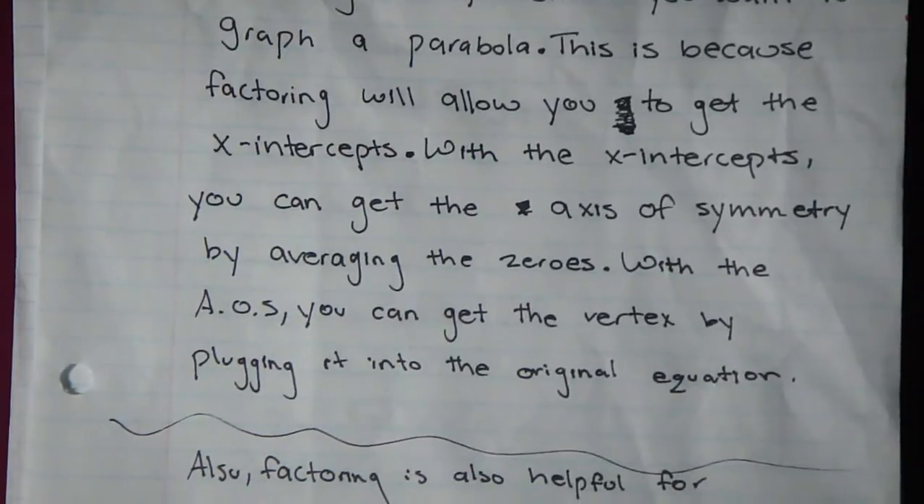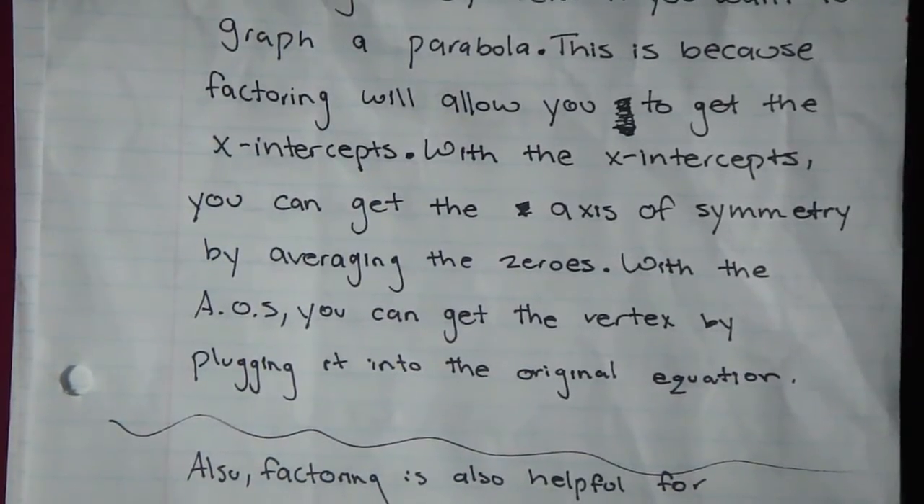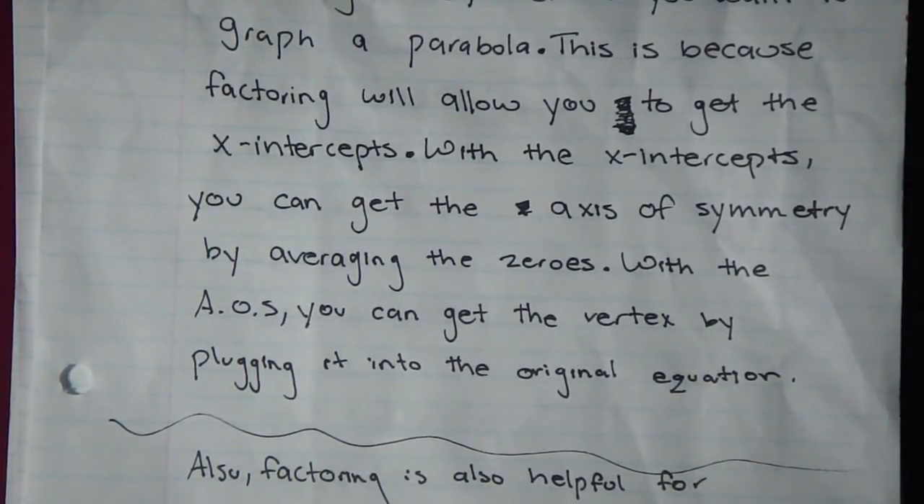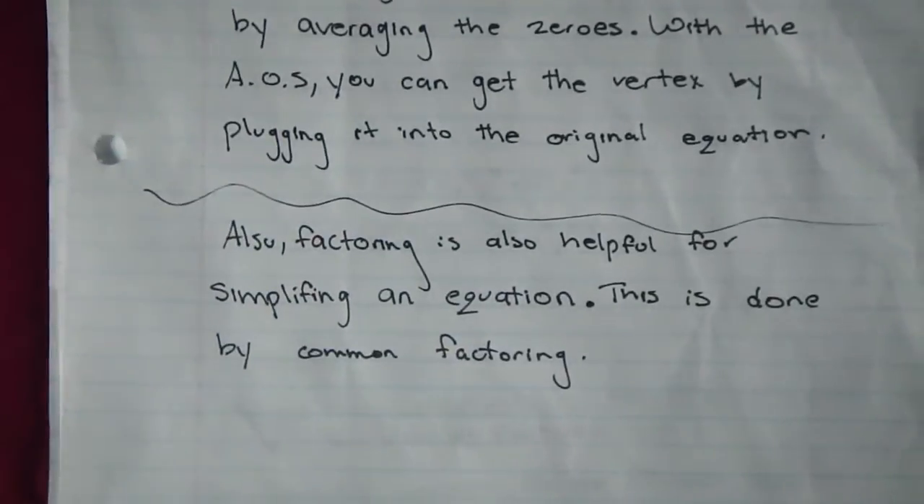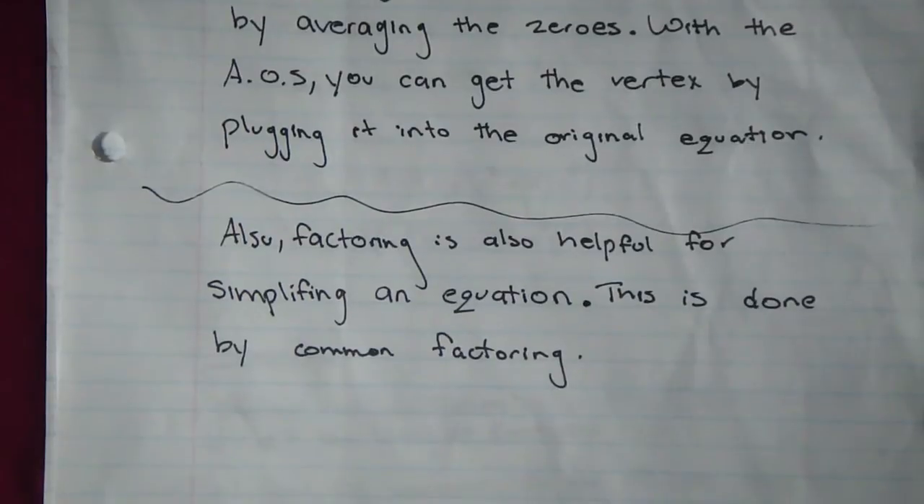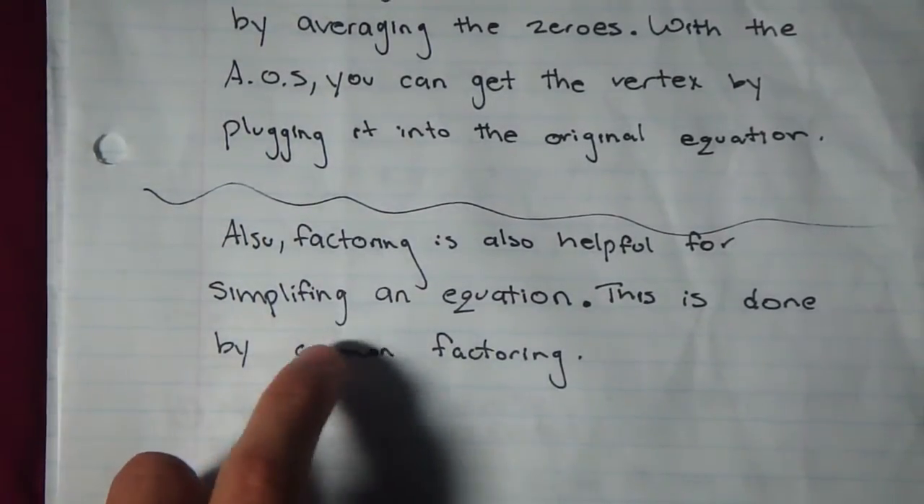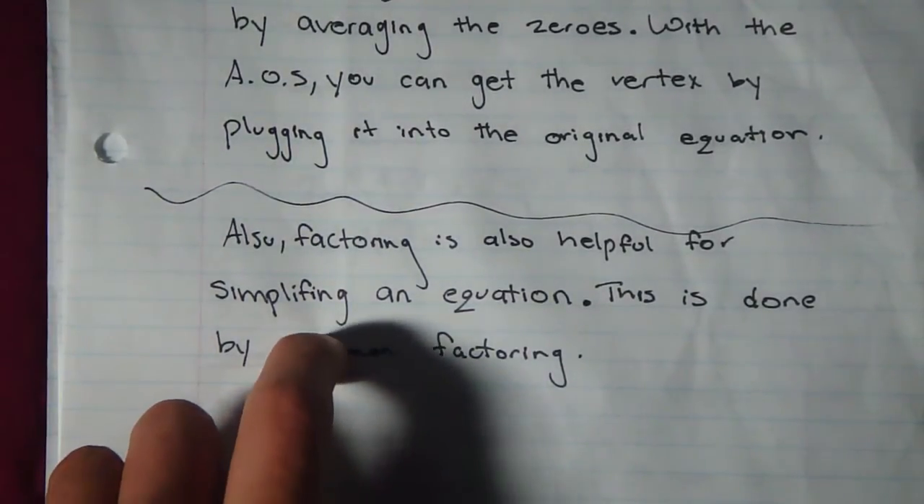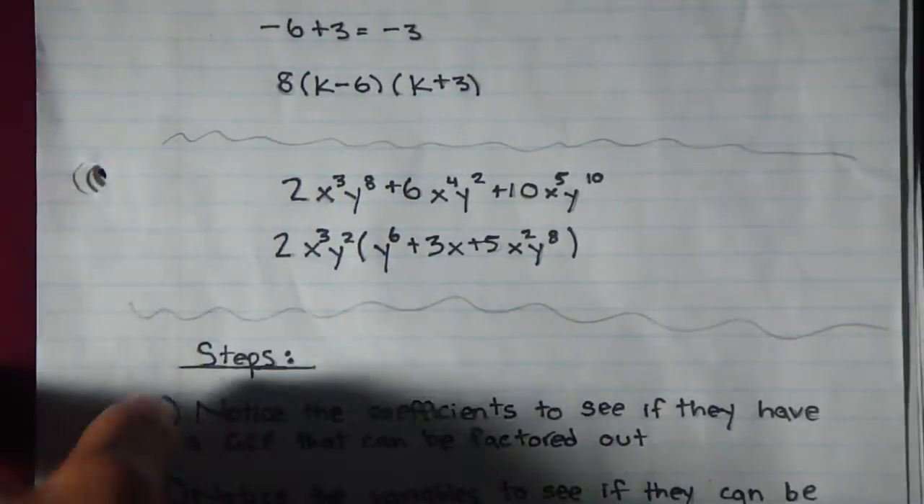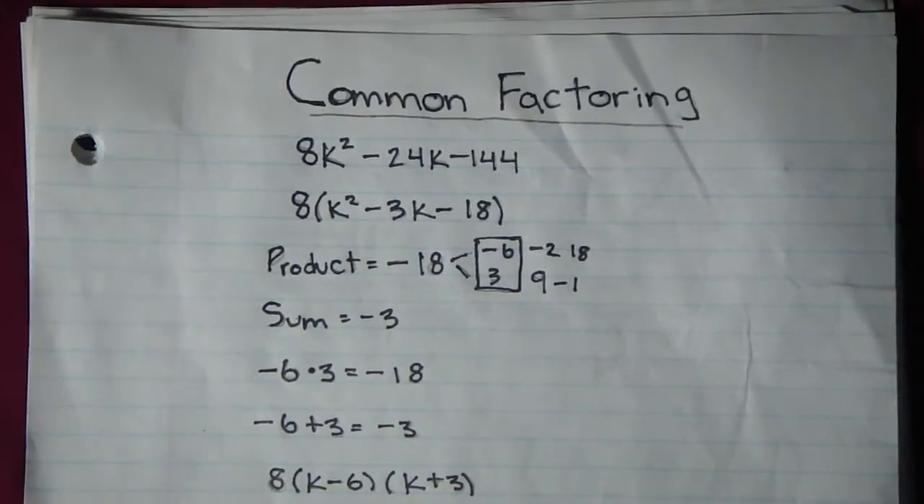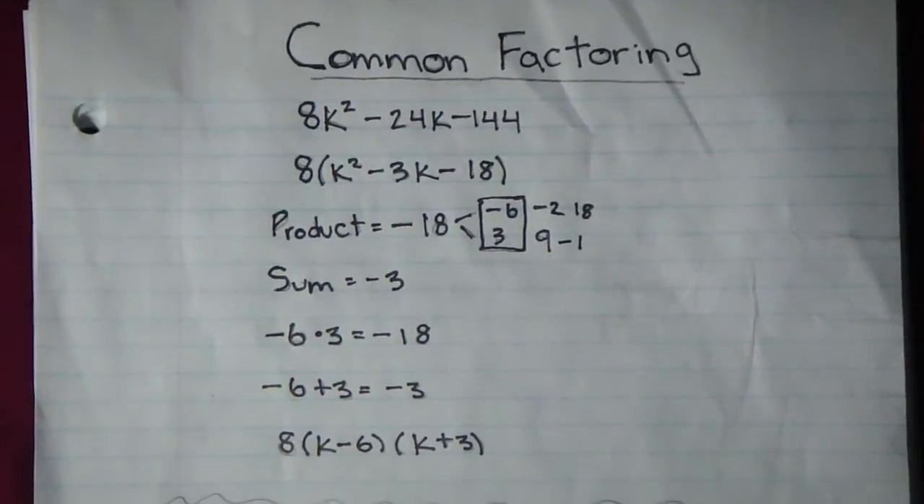Now, finding the vertex is really important because in many problems it is very useful. For example, in word problems, it can help give you the maximum or minimum, or in other problems, it can just help you graph the main points. Also, factoring is helpful if you want to simplify an equation or expression. This is done by common factoring. And talking about common factoring, here it is.